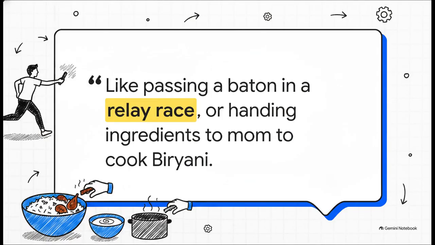Think of a family delegating tasks to make biryani for guests. You might run to the store to grab the meat, the rice, the yogurt. That's your specialized task. But you don't actually cook it. You hand off those ingredients to your mother or your partner, who is the expert chef, to actually make the biryani. Or, think of a relay race, where a runner sprints their portion and then passes the baton to the next specialized runner. In our architecture, that baton is the context, and passing it is the agent handoff.